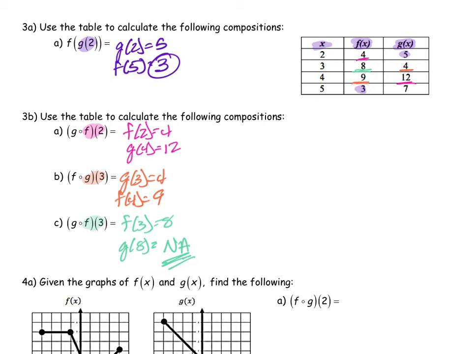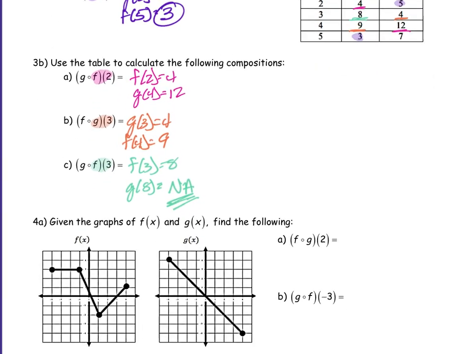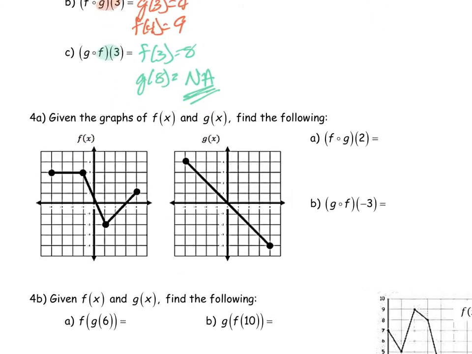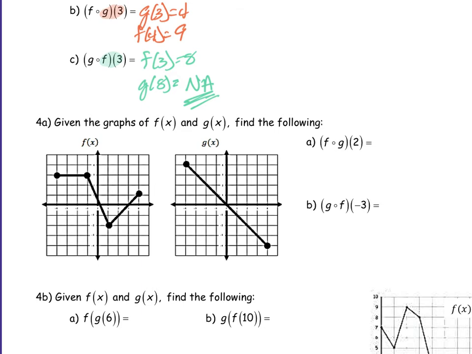Okay, and the last type of function that we have, so we've done tables, we've done ordered pairs, and now we're going to do graphs. I've got a couple graphs here. I've got graph F. Make sure you know which graph is which when we're doing this. And graph G. We're doing exactly the same thing. So I want to find g of 2. I'm going to go to my graph G, go to positive 2, and then my y value is negative 2. Everyone okay with that?